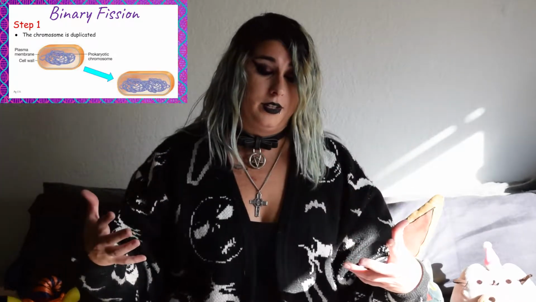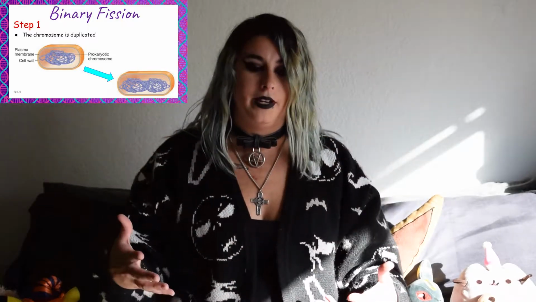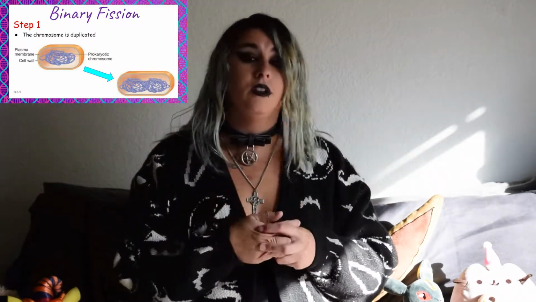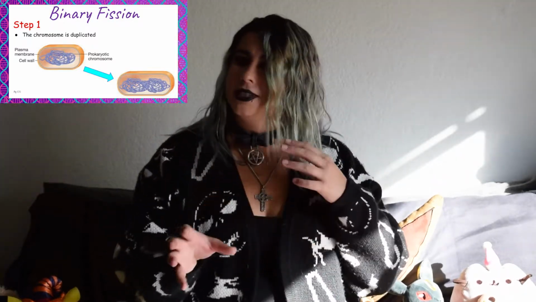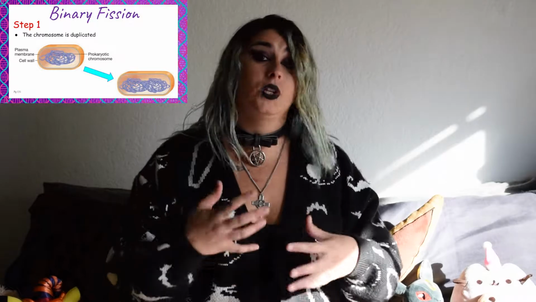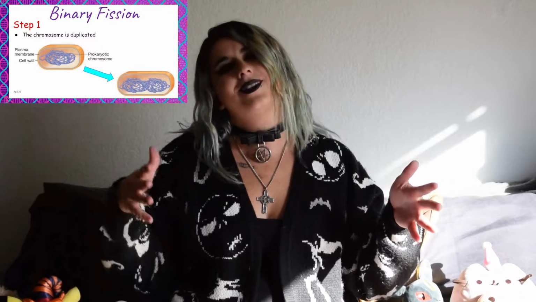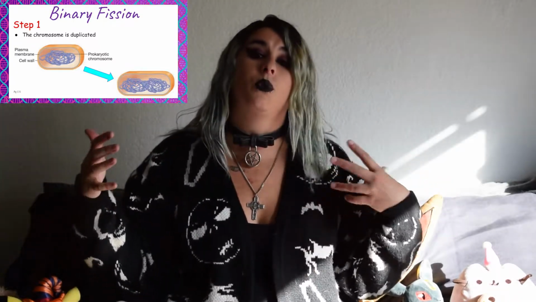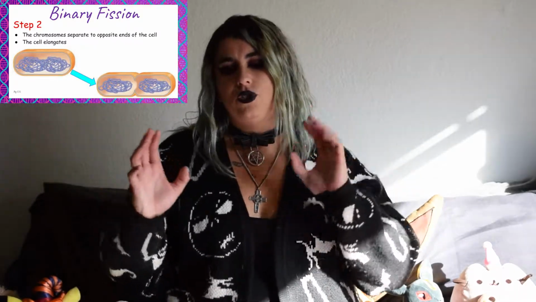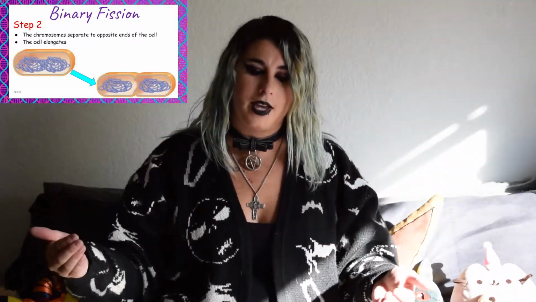Step one is that the chromosome and the DNA contained in it is going to be duplicated. So you go from that cell with the one kind of purple spaghetti looking looped chromosome to the cell that has kind of two purple spaghetti looking looped chromosomes. And you'll notice that one is kind of more on one side and one is more on the other. And that's important because as step two here starts, the chromosomes do separate to those opposite ends of the cell while the cell starts to elongate.